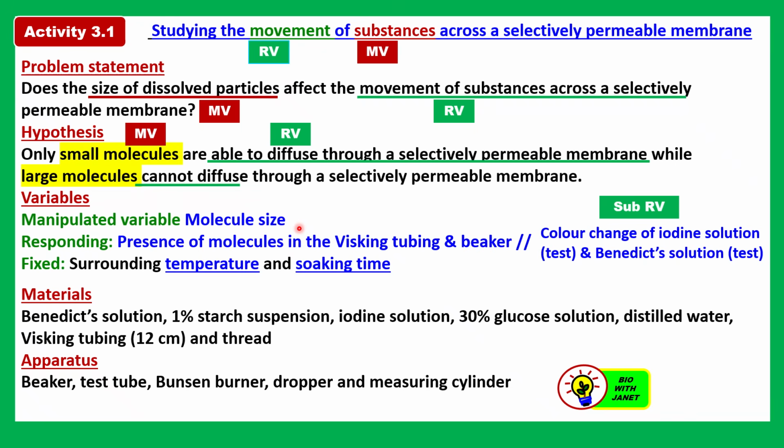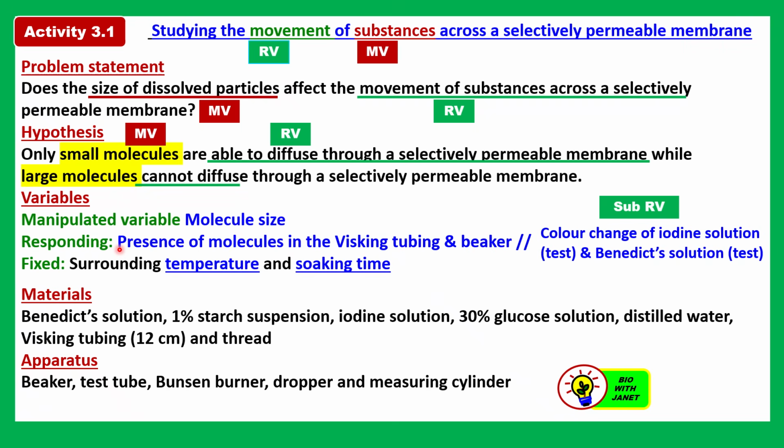Now let's go on to variables. Your manipulated variable is only one. It's the size of the molecule, or molecule size, such as the size of the glucose molecules and the size of the starch molecules. So very simple. There's no sub MV at all. It's just one MV.